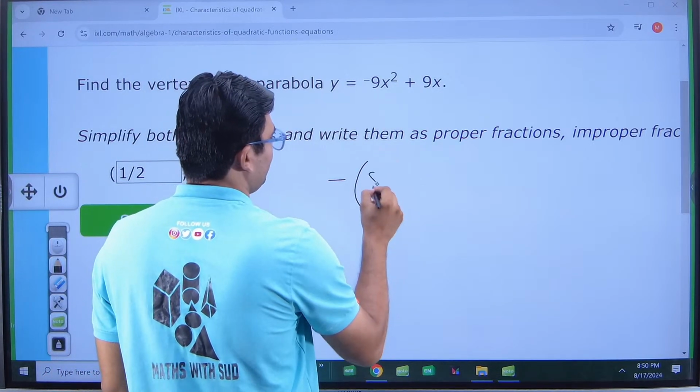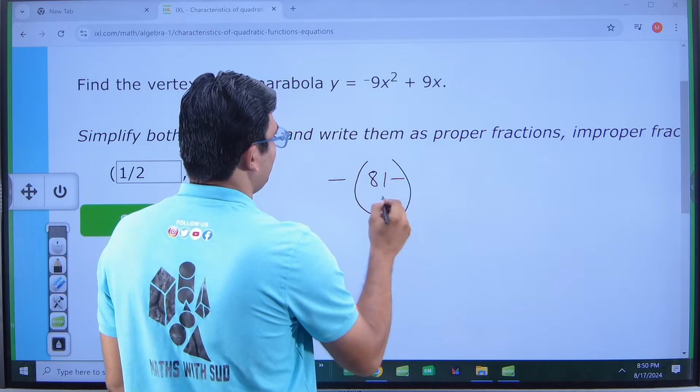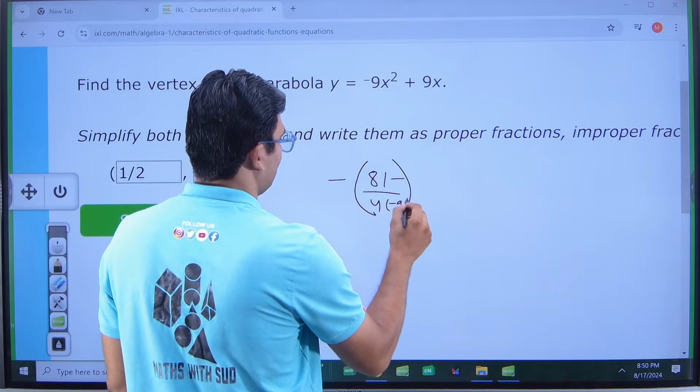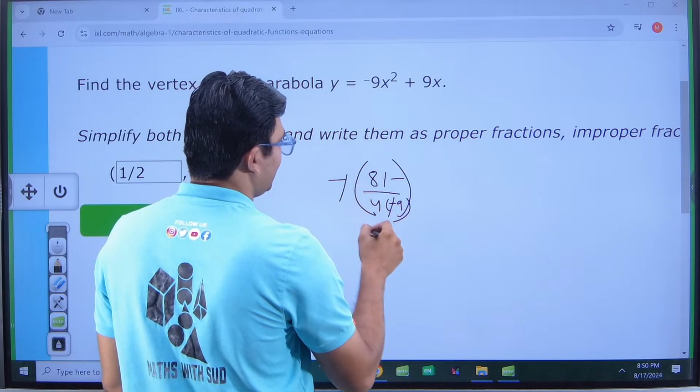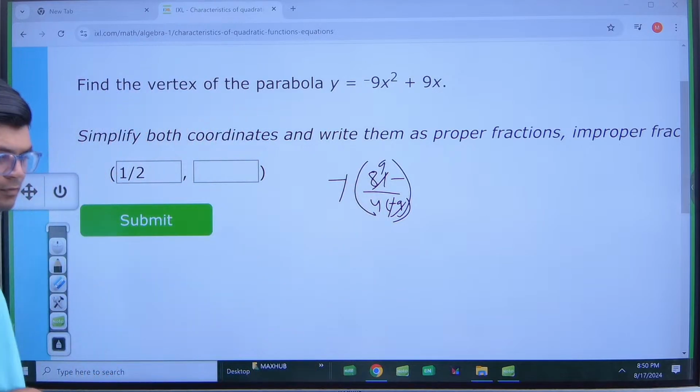Okay, b square is going to be 81 minus 4 into c, which is 0. So 81 only divided by 4 into minus 9. So minus and minus 1 will get cancelled out. 9, 9. I am getting 9 by 4. Sir, 9 by 4? Wait. Yeah, you tell me your answer.